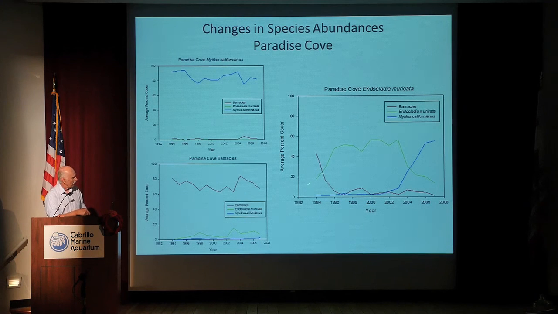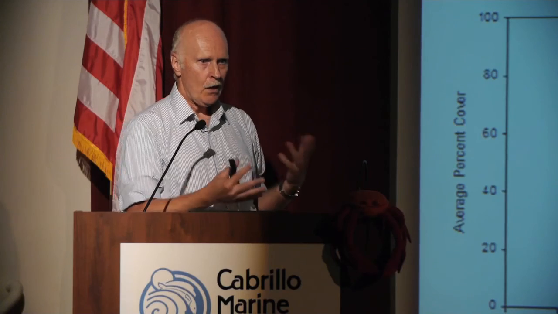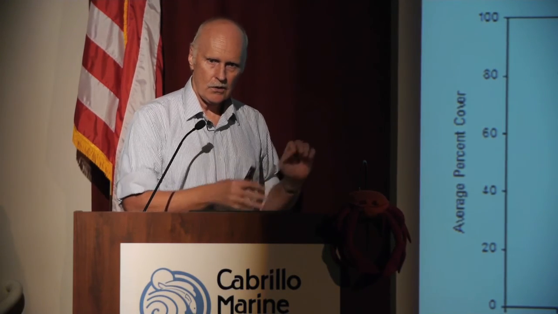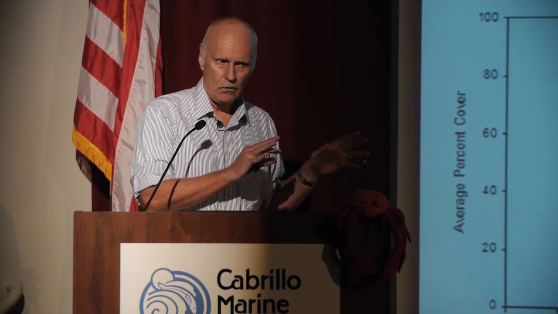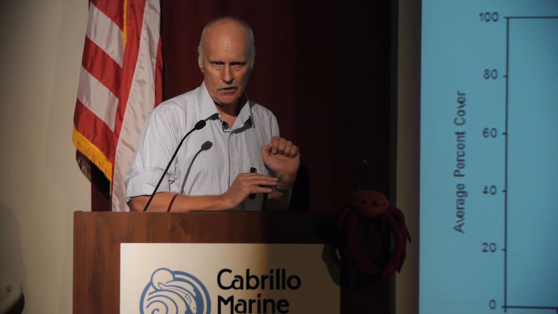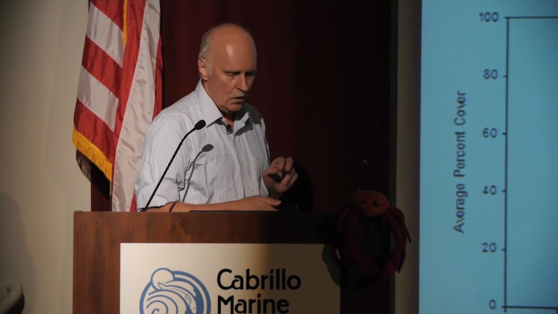The Endokladia wasn't really all that common in the beginning. It went up to be very common, and then in 2004, it crashed. In the meantime, there really weren't any mussels in the beginning. By 2002, 2003, the mussels just took off, and they became very, very common. So looking at one site, what you see is that in some areas there's a lot of change. In other areas, there's just not that much change.